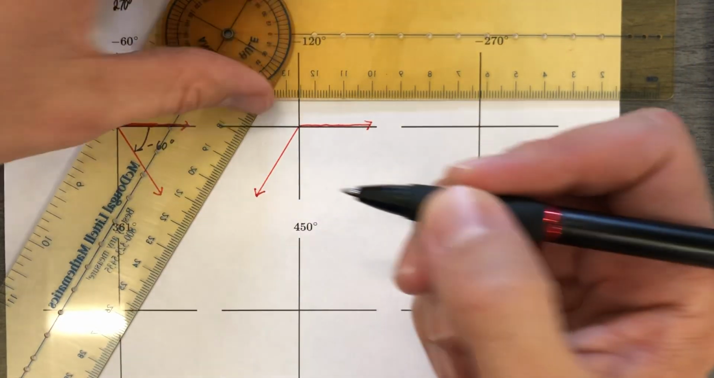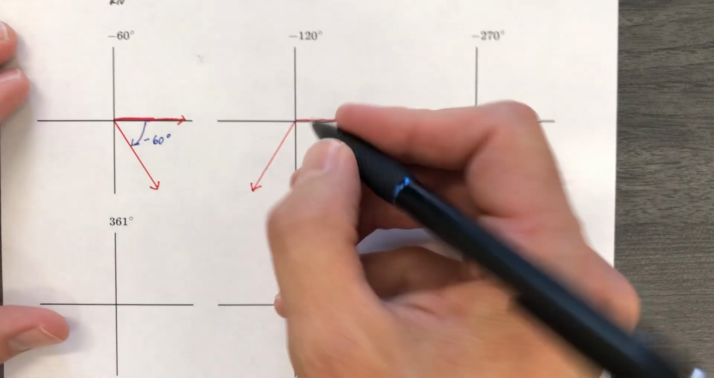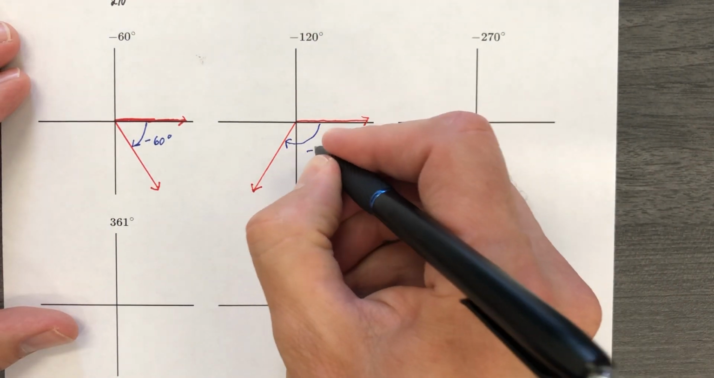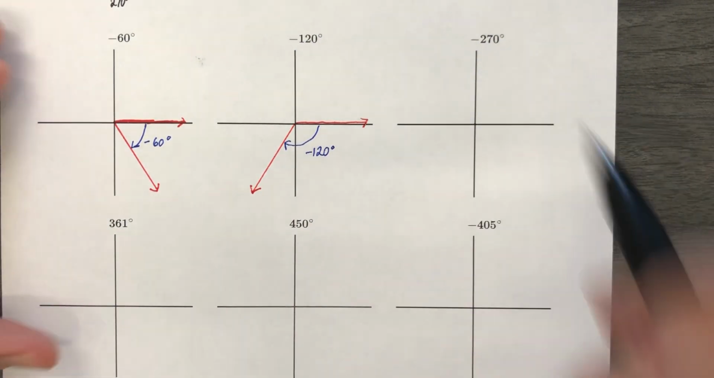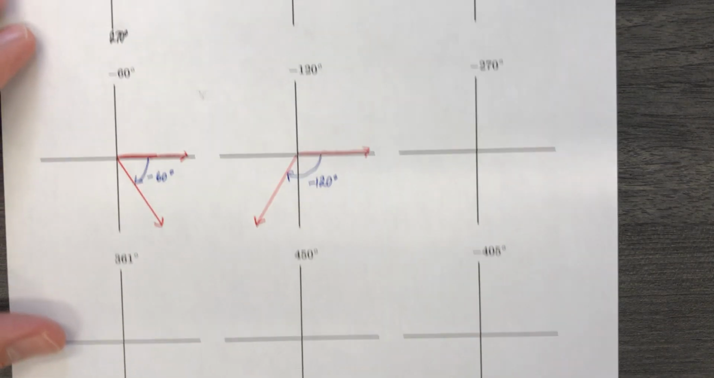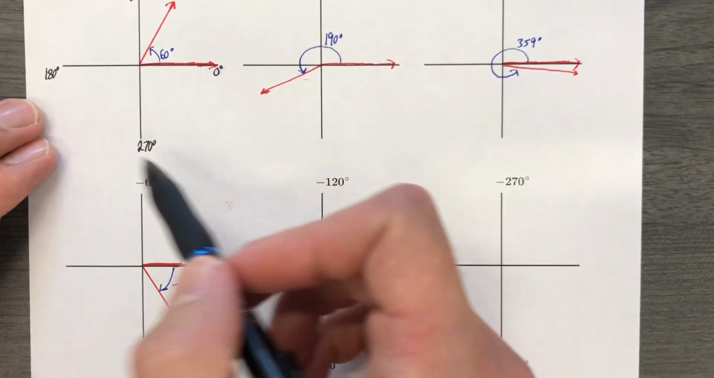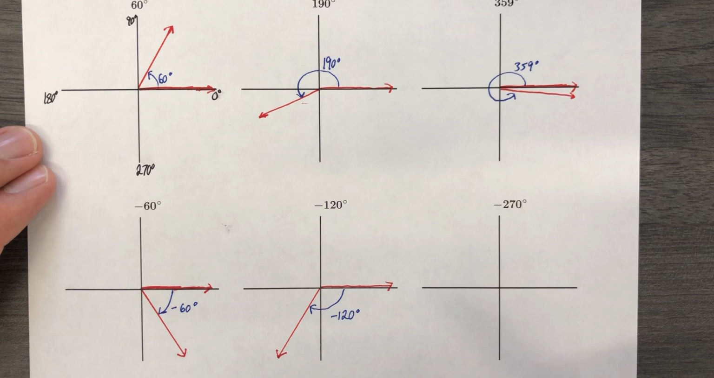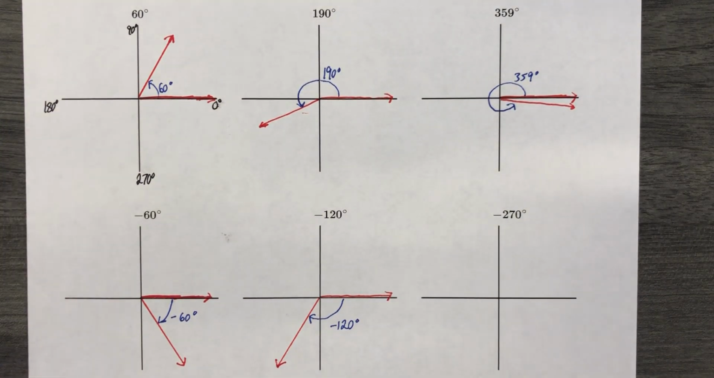And there it is. Negative 120 degrees. Okay, negative 270. Now, let's go back to the very beginning. These numbers that I put on the axes, I could put these on all of them. I just chose not to because I don't want to clutter up the picture.